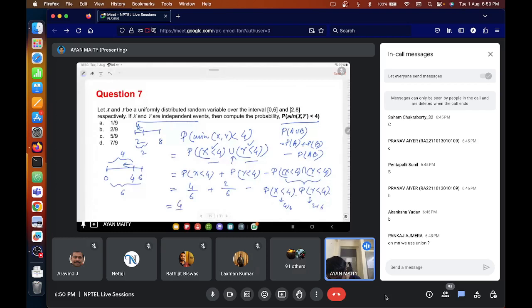So 4 by 6 plus 2 by 6 minus 4 by 6 into 2 by 6. If we compute this, it would be 1 minus 8 by 36. So it's 2 by 9, so 1 minus 2 by 9, so it would be 7 by 9. So the correct answer would be 7 by 9.